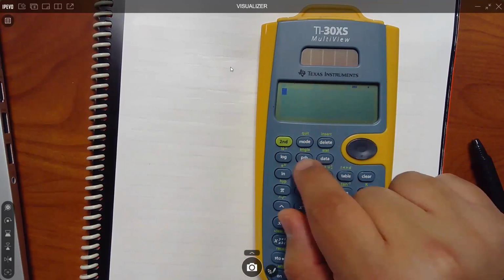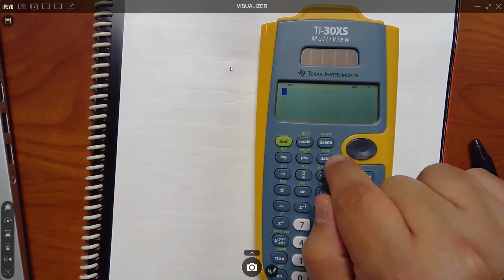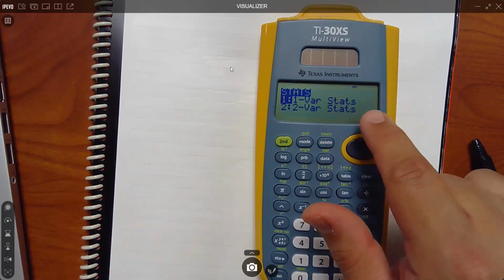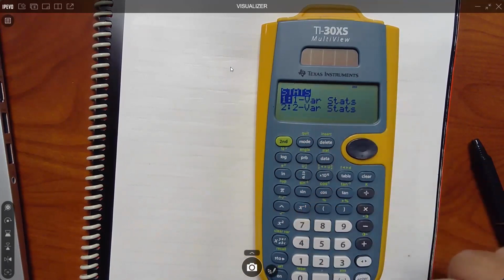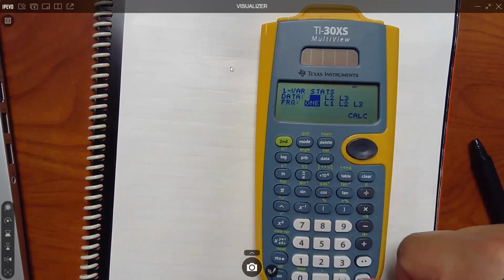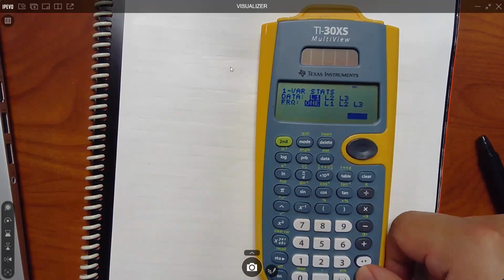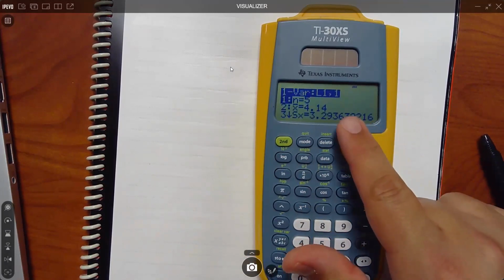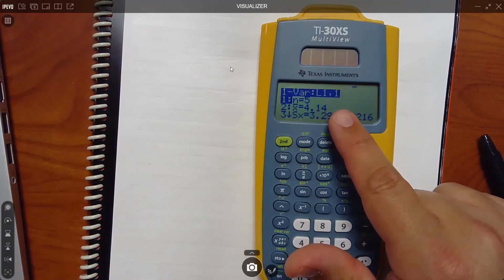So now go to second and see where it says stat above data. You have one variable statistics, two variable statistics. So just pick the first one. Then you're going to tell it to do L1. Frequency 1, because we're not doing any frequency at the moment. So check it out. So there's our average, X bar, 4.1.